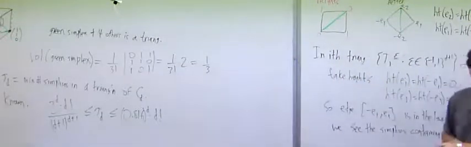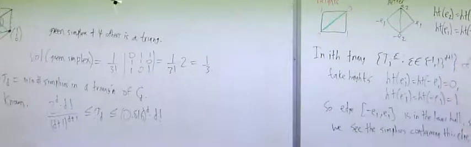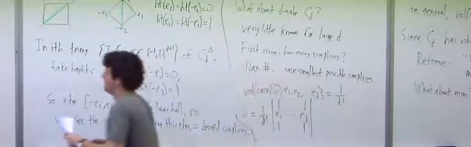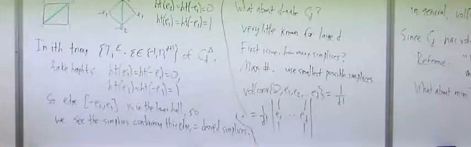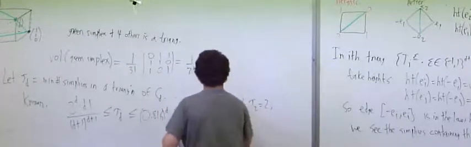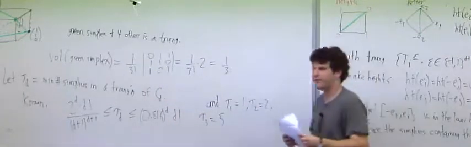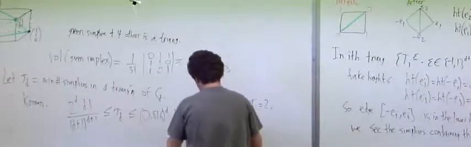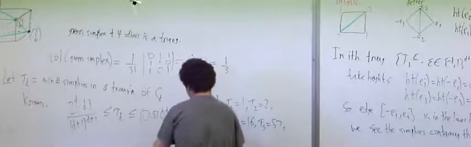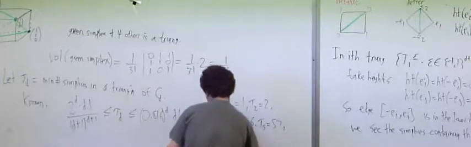And of course, there are also a bunch of numbers known for small d. People have computed this exactly. So it's also known: tau 1 is 1. Tau 2 is 2. Tau 3 is 5. That's the one we just did, so I can't triangulate the cube with just 4 simplices. Tau 4 is 16. Tau 5 is 57. Tau 6 is 308. And tau 7 is 1493.